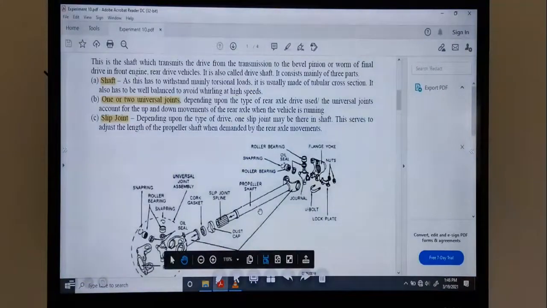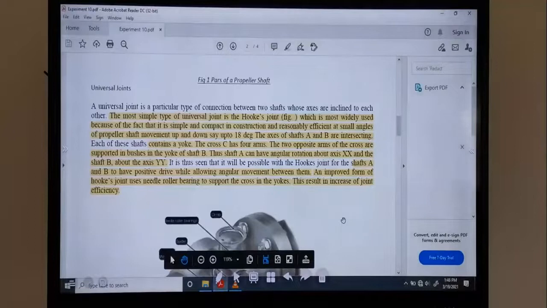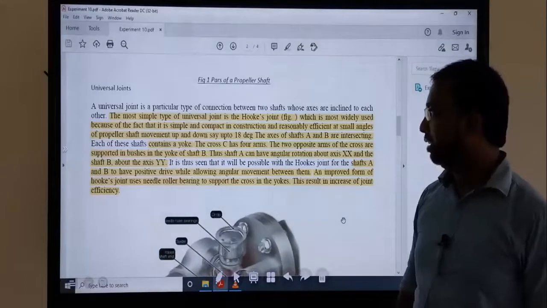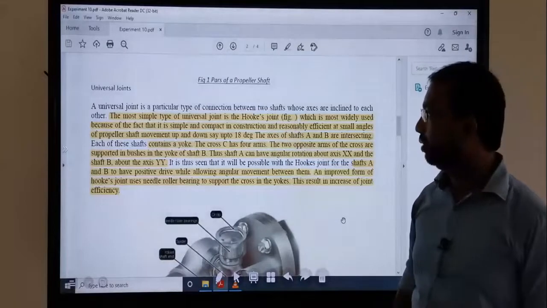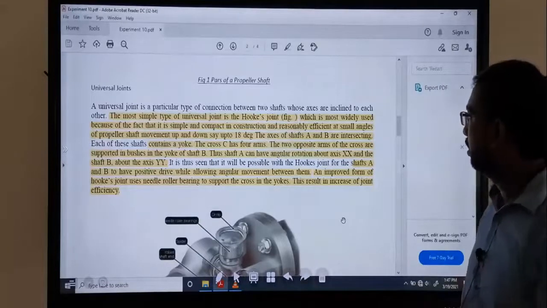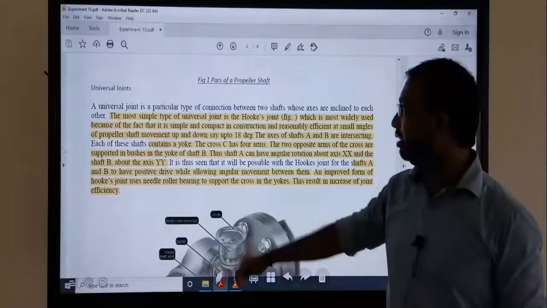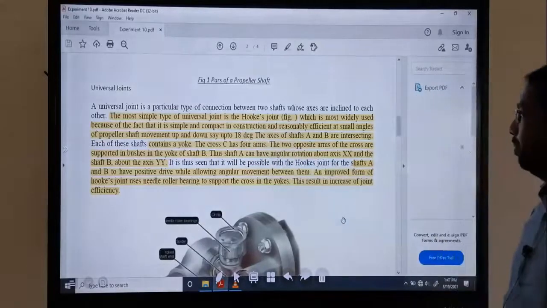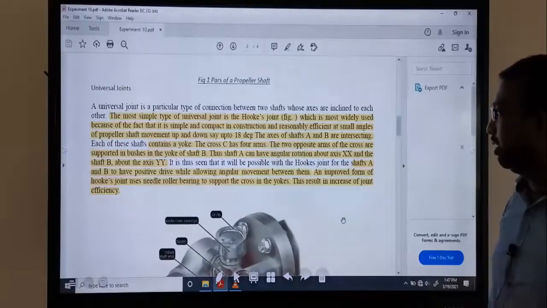Now I hope you got a clear introduction about the propeller shaft. Widely in the automobile sector they use the Hooke's universal joint. Most universal joints used are Hooke's joints, which are most widely used. What is the reason? It is simple and compact in construction and reasonably efficient at small angles of propeller shaft movement up and down, say up to 18 degrees.